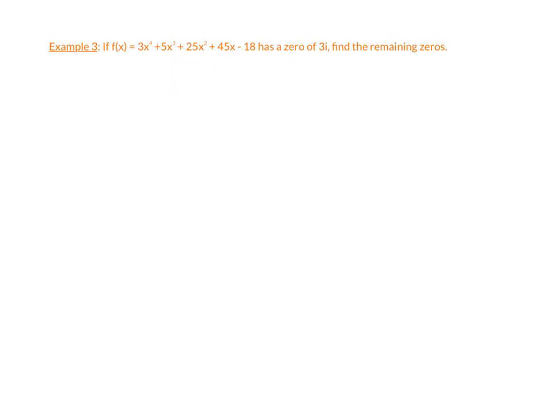So our last example is kind of a tough one. We have a function. We know that the function has a 0 of 3i. We would like to find the remaining zeros. So first of all, I want you to notice that this is a degree 4 function. So there are 4 complex zeros.